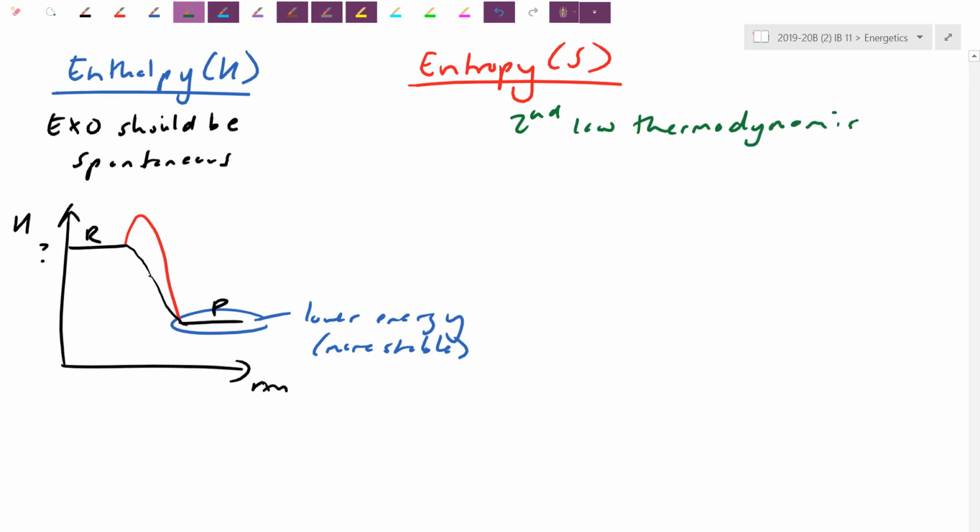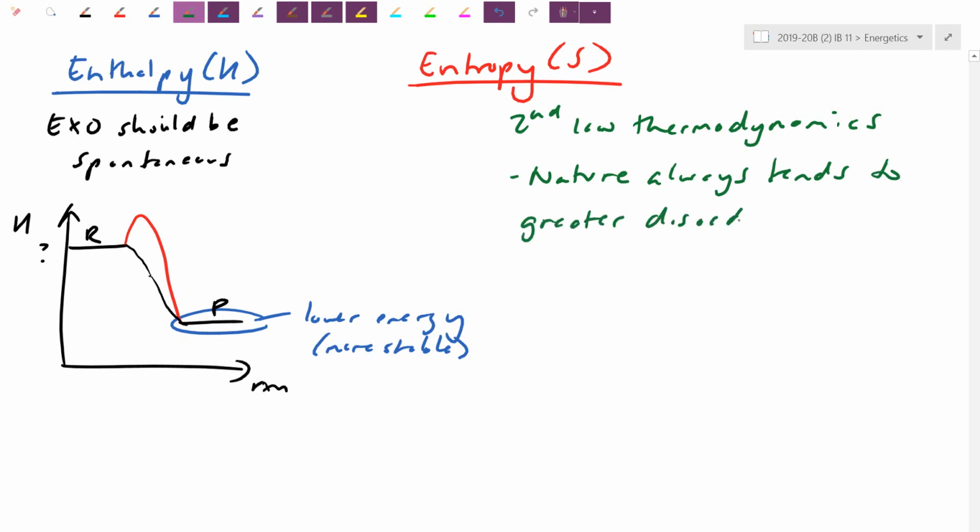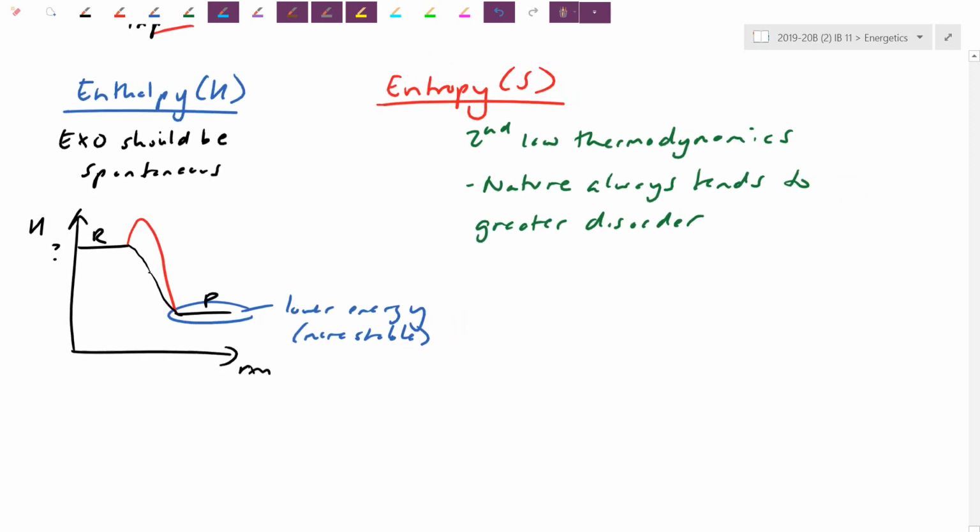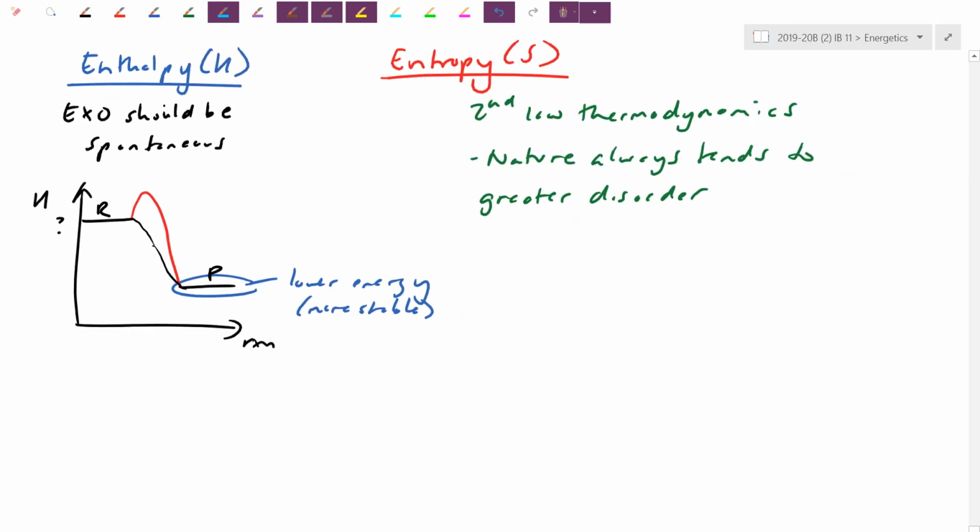Second law of thermodynamics, there's a lot of different ways of writing it, but we're going to use this one way here. The second law of thermodynamics says that nature, or the universe, always tends to greater disorder. So if it were up to the universe, it's naturally going to get more messy. It doesn't get less messy. So we can say that another way here. The universe's entropy is always increasing.